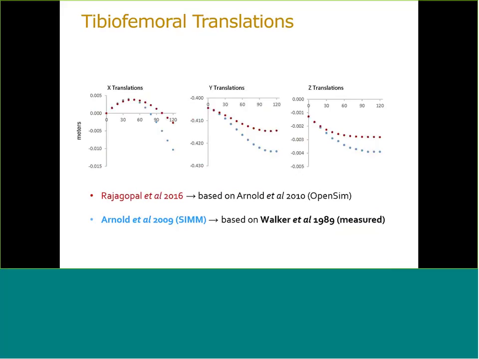And then we also went back and we plotted the tibiofemoral translations for Edith Arnold's 2009 model, which she implemented in SIMM. And you can see that the translations are different, particularly when the knee gets to those high flexion angles. So for this study, we decided to go back and implement the knee from Edith Arnold's 2009 model because we felt that it better reproduced the measured data published by Peter Walker, especially at those high knee flexion angles.